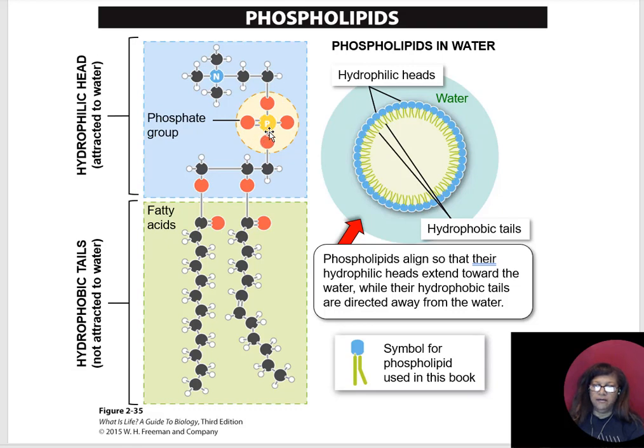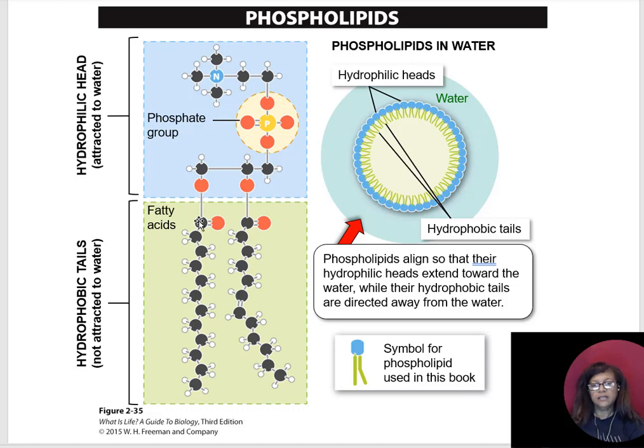And we have these carbons, and we have a nitrogen, and we have all of these hydrogens. And this conformation that we see here is called a hydrophilic head. Hydro meaning water, philic meaning loving, so water-loving head. This portion of a phospholipid is actually attracted to water. So this hydrophilic head is attracted to water.